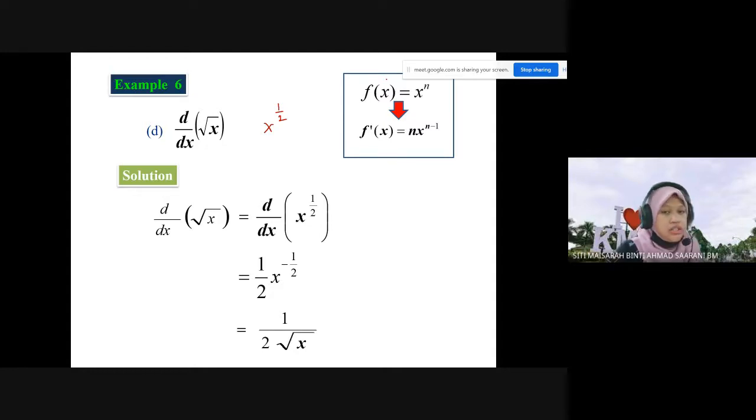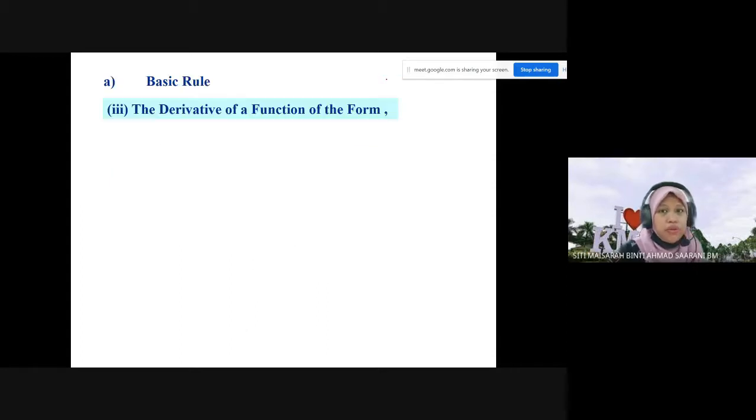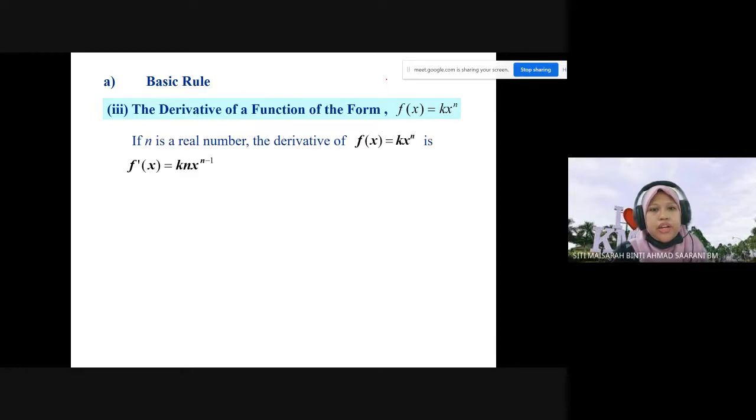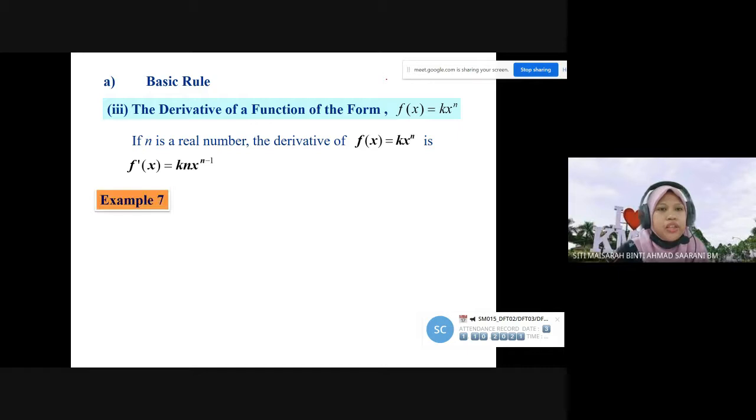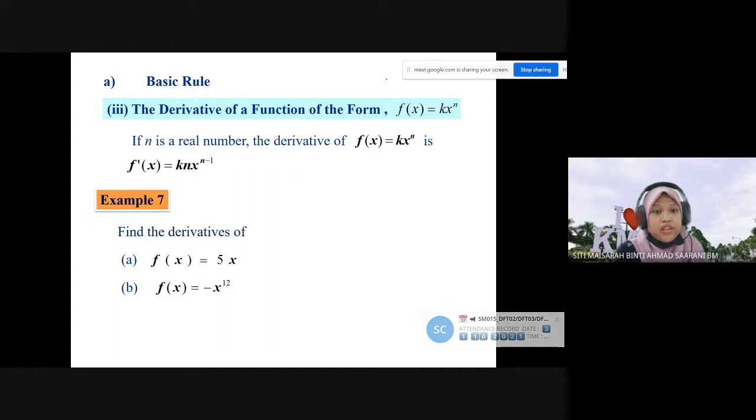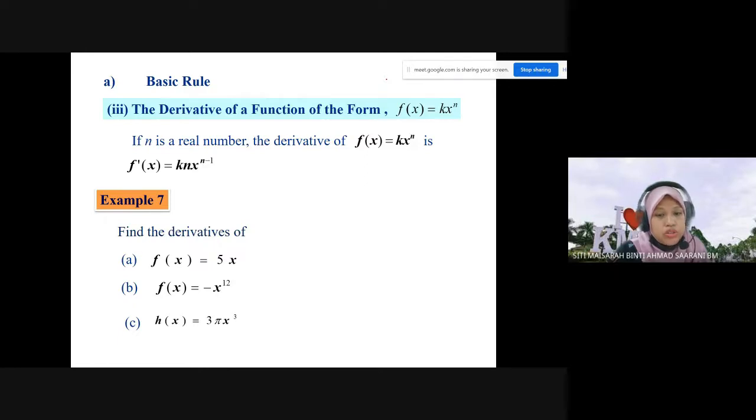This is example 6. Then we move to the third rule: the derivative of a function of the form f(x) equals k x to the power n. This is number 2 from earlier, but with a constant added in front. So actually it is the same, just multiply, and it becomes k n x to the power n minus 1. The k in front we just copy. For example, find the derivative of f(x) equals 5x, g(x) equals negative x to the power 12, and h(x) equals 3 pi x cubed.